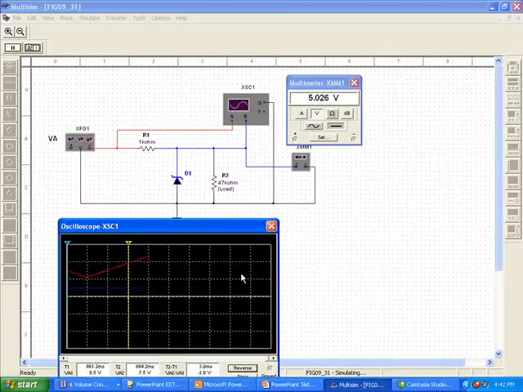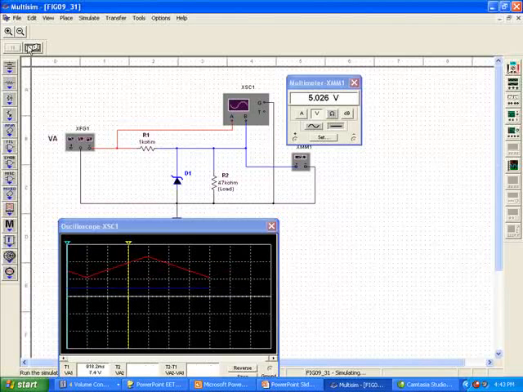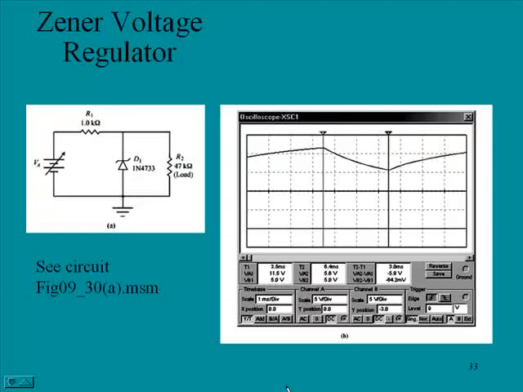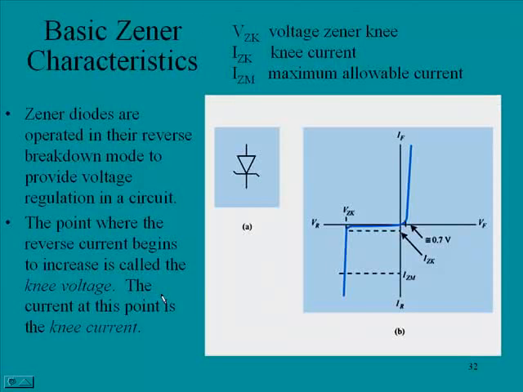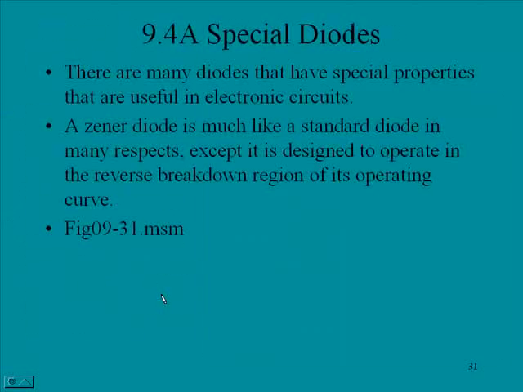Okay, I'm going to turn this off and jump back to our PowerPoint here. In this first section, we just looked at Zeners as a regulating device, and we have other diodes we're going to look at in this section, but this will conclude part A of Special Diodes.